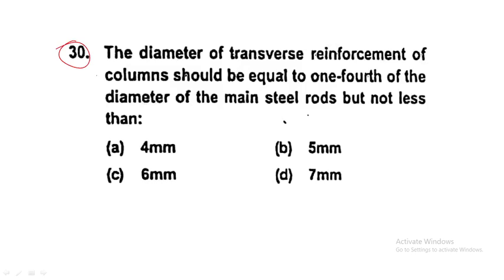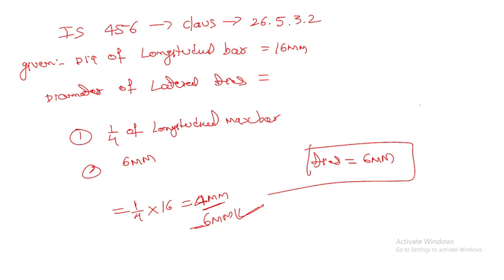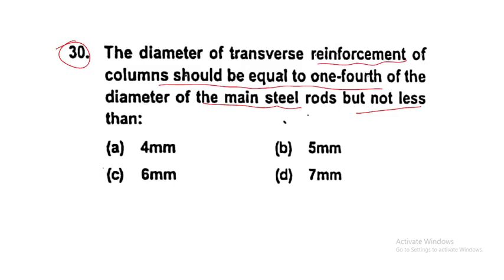Next question. The diameter of the transverse reinforcement of a column should be equal to 1/4 of the diameter of the main steel rods, but not less than how much? See, this one you have to remember. Just now I explained it, that is 1/4 or 6 mm, right. So the answer for this question is 6 mm.